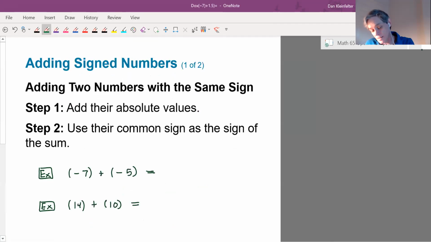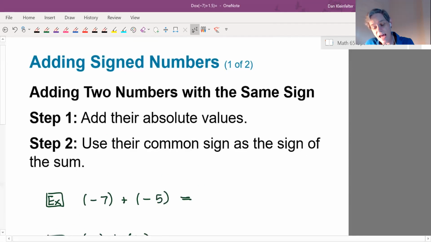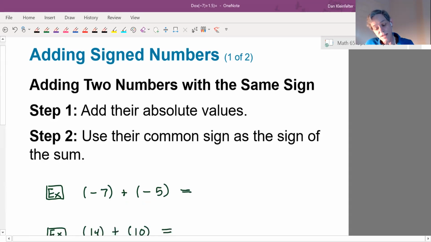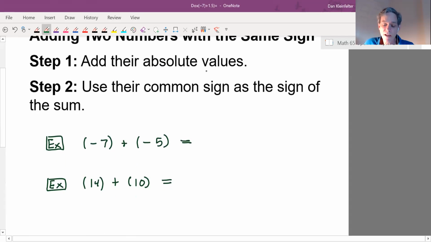How to calculate the sums really depends on whether the addends have the same or different signs. So we're going to do this kind of in 2 phases. We're going to take care of the situation where the addends, that is the numbers you're adding, have the same sign. So if 2 numbers have the same sign, what do you do? 2 steps, pretty straightforward. Add their absolute values together, that is, as if they're both positive, add them up, and then use their common sign. By common, they mean shared, the shared sign they have. Use their common sign as the sign of the sum.